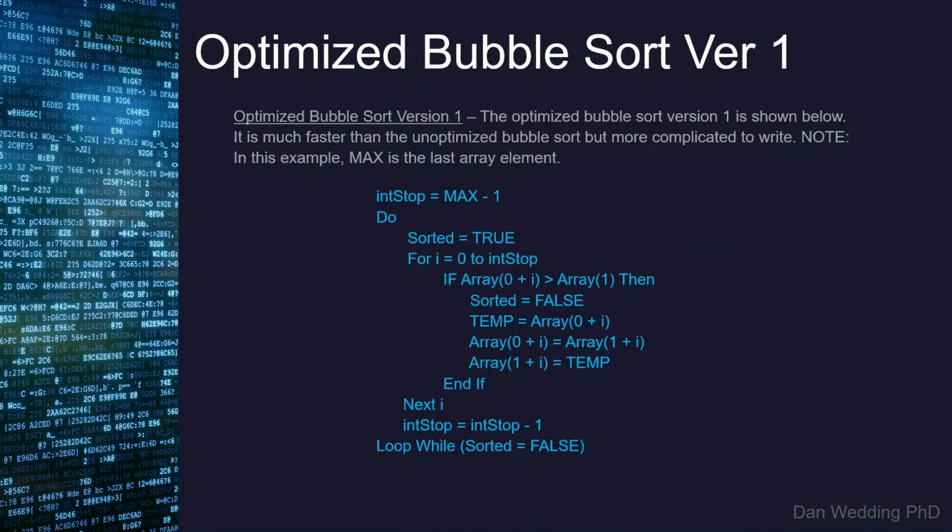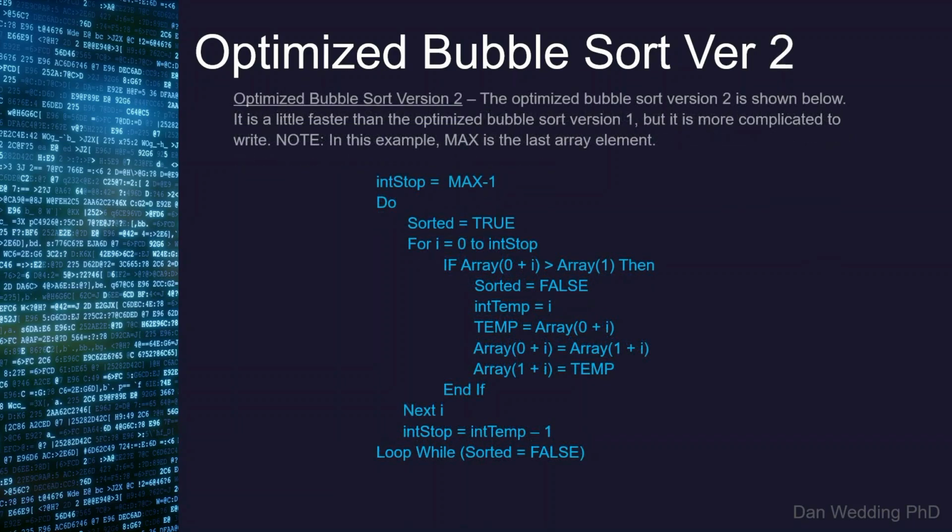The optimized bubble sort version 1 is shown below. It is much faster than the unoptimized bubble sort, but more complicated to write. Note, in this example, max is the last array element. The optimized bubble sort version 2 is shown below. It is a little faster than the optimized bubble sort version 1, but it is more complicated to write. Note, in this example, max is the last array element.